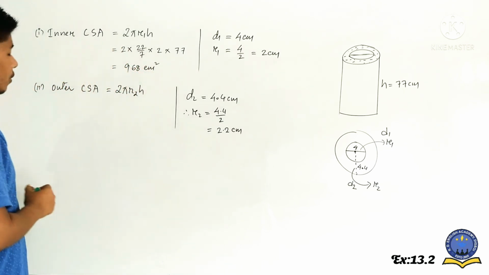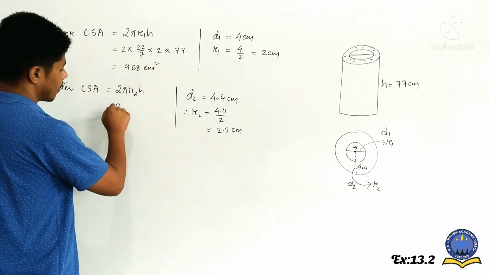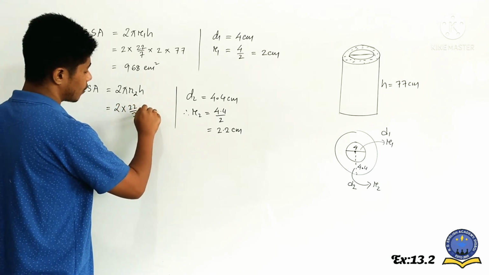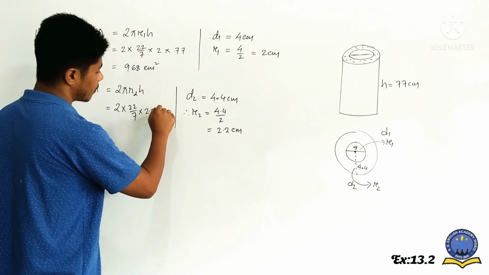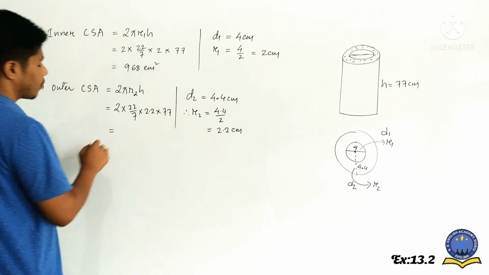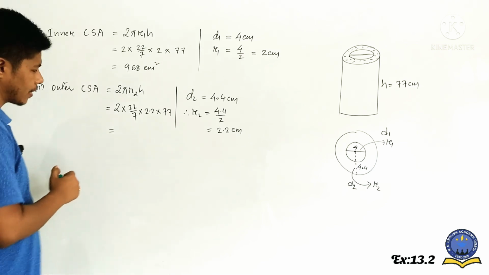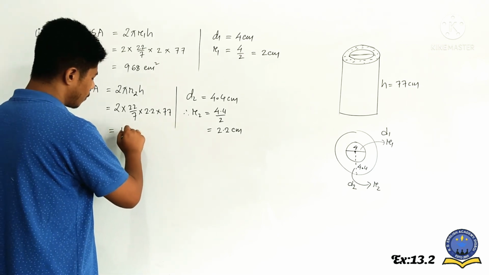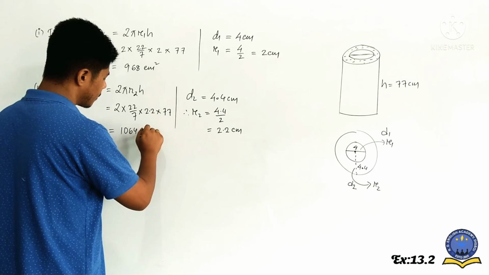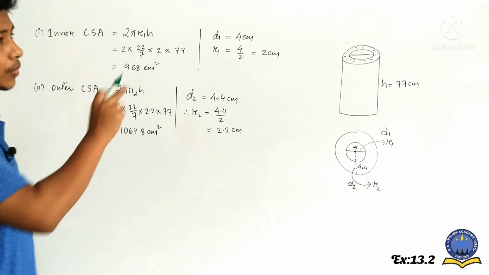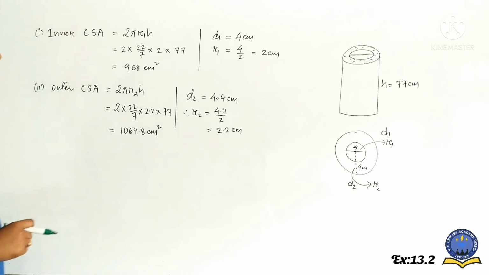Is it clear? So if we put this value here, we get 2 into 22 by 7 into 2.2 into height, which is 77. Again we have to multiply this 2 here. You see, this 7 cancels with 77, and ultimately if we calculate this result, here we get 1064.8 centimeter square. This is the outer curved surface area of this right circular cylinder or the pipe.